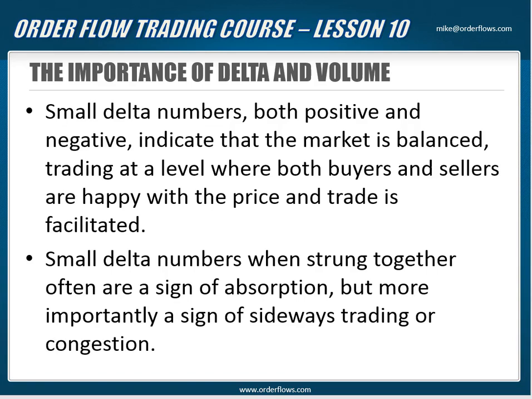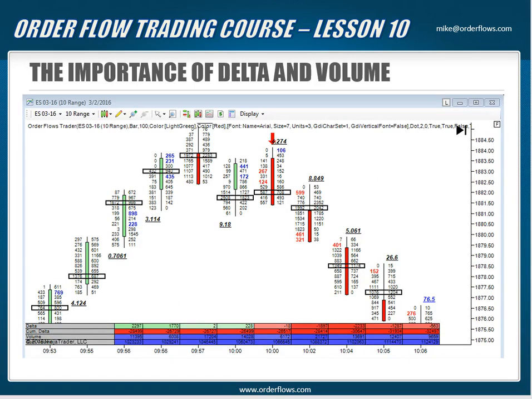What you want to do is look for a series of small delta numbers, then the market starts to move. Watch the direction of the deltas. So here's a case where you're going up, up, up, up. This is the E-minis. Positive delta 2000, positive delta 1700. Then you hit the high.